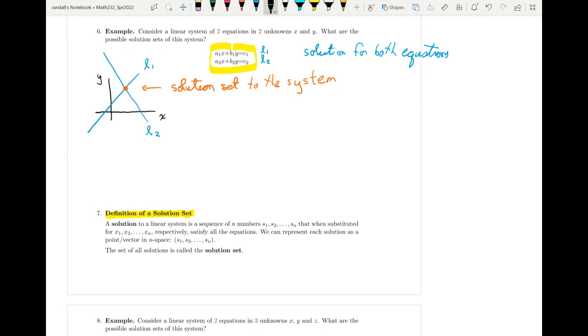But there are other possibilities, and I'll make some more sketches here. It depends on the orientation of these lines. So we could have two lines like this, two parallel lines. This is my L1 and L2. Those could be the solution sets of those two equations. And I ask you once again, are there any solutions for the first equation that are also solutions for the second equation, which means geometrically, is there a point on L1 that's on L2? And there isn't any.